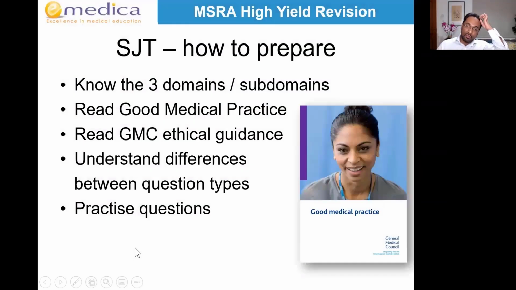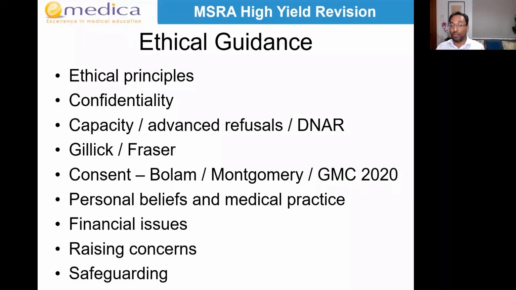So how to prepare? First thing is you need to know the subdomains within each of those domains and what would be positives and negatives for them. You need to have a good understanding of good medical practice and the other core GMC ethical guidance. You need to understand the difference in approach, mindset, and marking for section 1 and section 2, and practice realistic questions to time.